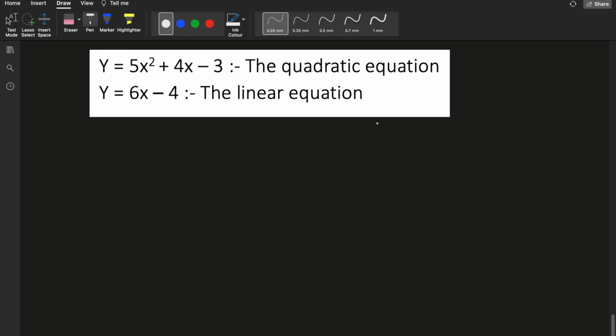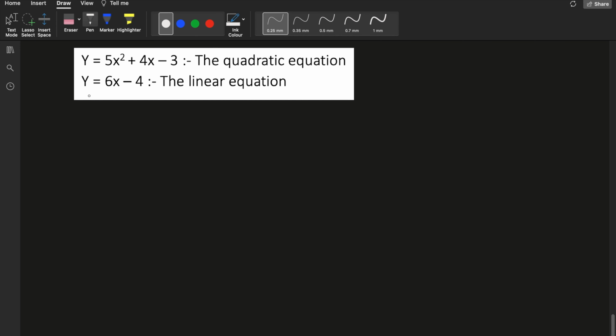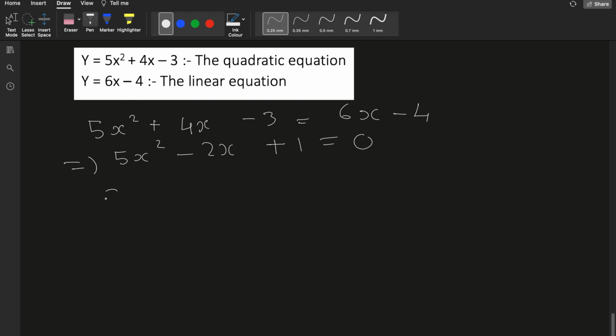Okay, so this is our question. Let's equate the quadratic and linear equation. Minus 3 equals 6x minus 4. We can transpose the terms to this side. This implies that 5x squared minus 2x plus 1 equals 0. Over here, a equals 5, b equals minus 2, and c equals 1.